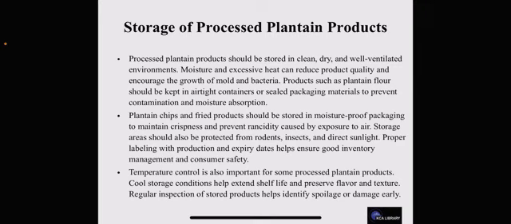Products such as plantain flour should be kept in airtight containers or sealed packaging materials to prevent contamination and moisture absorption. Plantain chips and fried products, on the other hand, should be stored in moisture-proof packaging to maintain crispness and prevent acidity caused by exposure to air. Storage areas should also be protected from rodents, insects, and direct sunlight. Proper labeling with production and expiry dates helps ensure good inventory management and consumer safety.